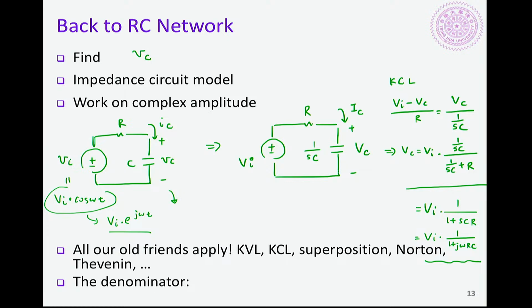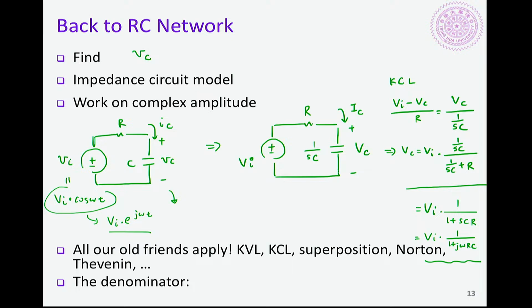So convert the original circuit into its complex representation. This is a complex amplitude of the voltage source. This is a complex voltage across the capacitor. This is a complex current going through the capacitor. Capacitor use its impedance in this circuit, 1 over SC. Resistor keep the same impedance, which is equal to R.